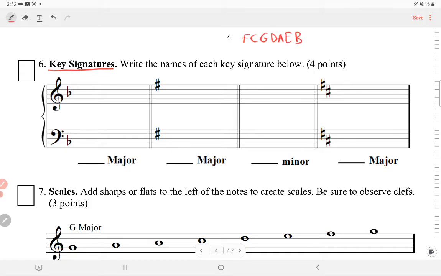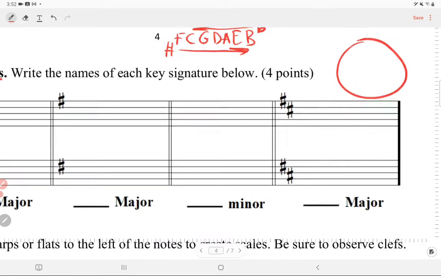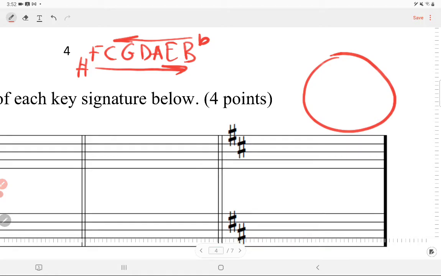E, B. And that's basically, first of all, the order of sharps. It goes this way. And if you start from B and go to the left, that's going to be the order of flats. Okay, that's the first thing we need. Another thing we need is a circle, because it's a circle of fifths. I'm going to enlarge it so you can see it a little bit better.